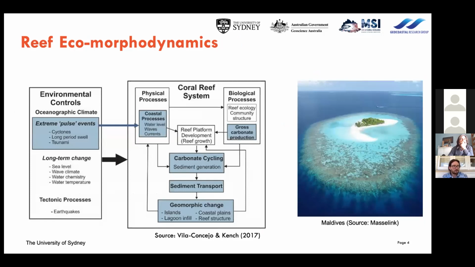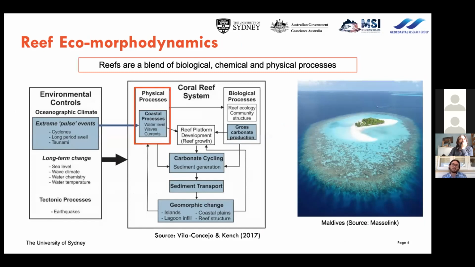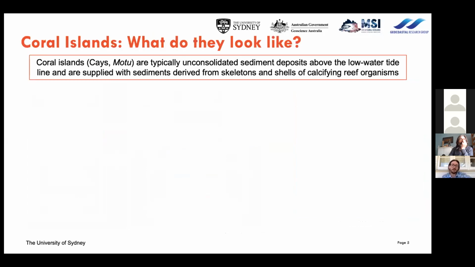For this talk, we need to consider that reefs are an eco-morphodynamic system. We have the biological components, and we have physical components as well. So we have the production of carbonate, the processes that move that sediment around, as well as the chemical processes. Those three together, just as in any geomorphological system on a temperate coast, drive changes to islands or coastal plains, et cetera. So just remember that those are the aspects we're thinking of today.